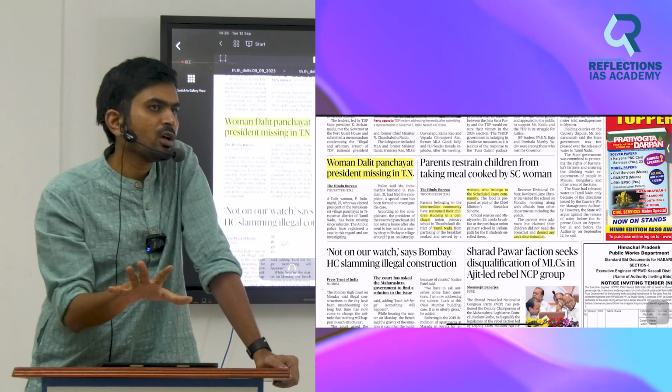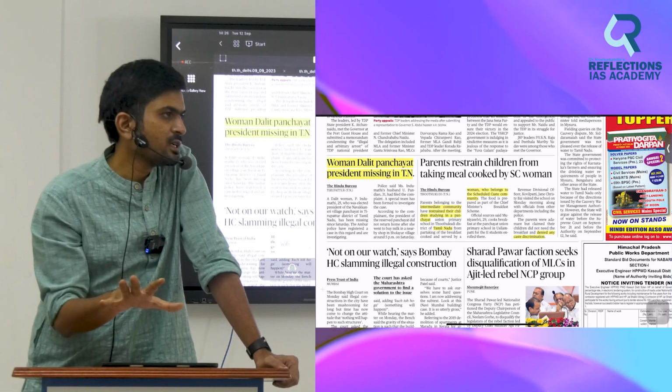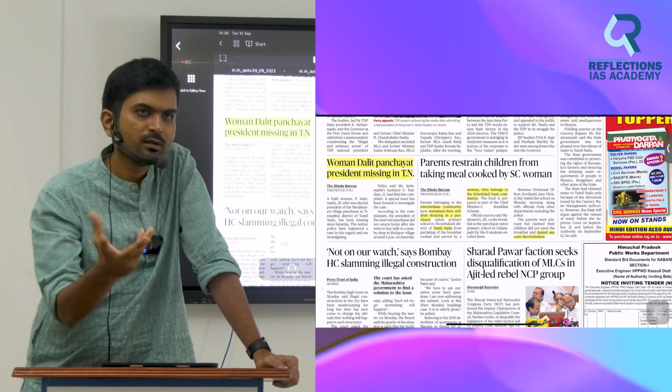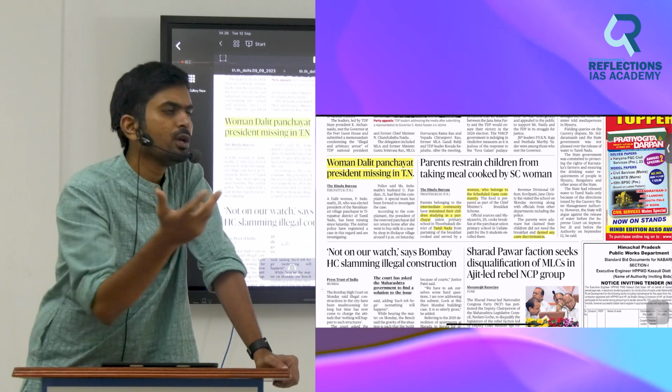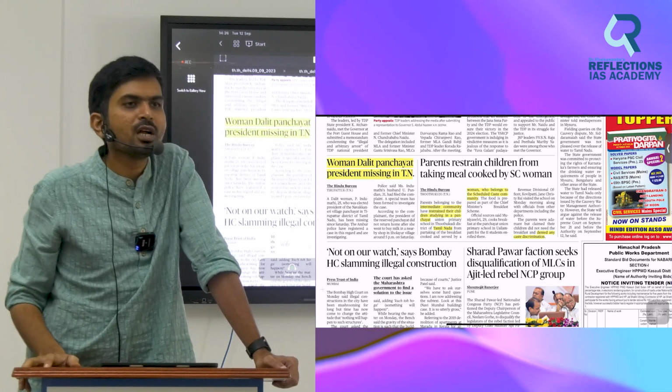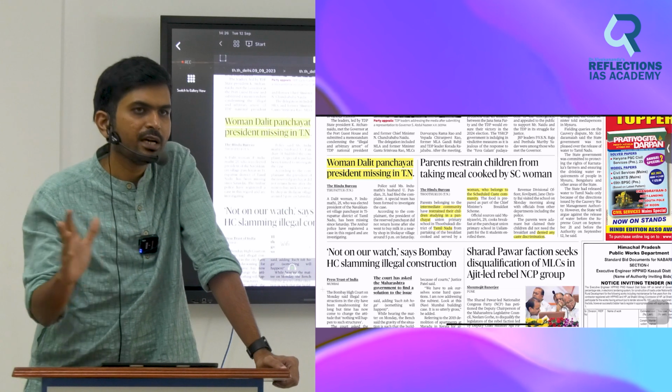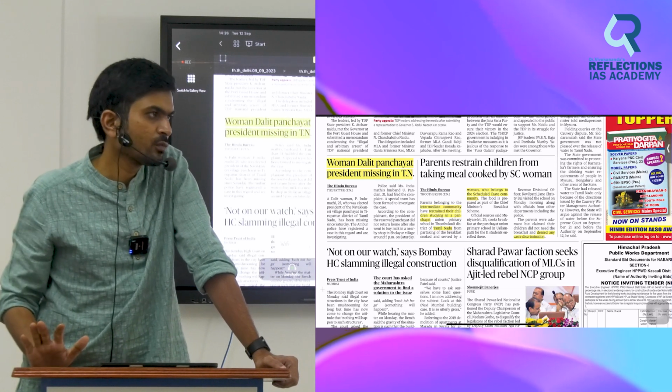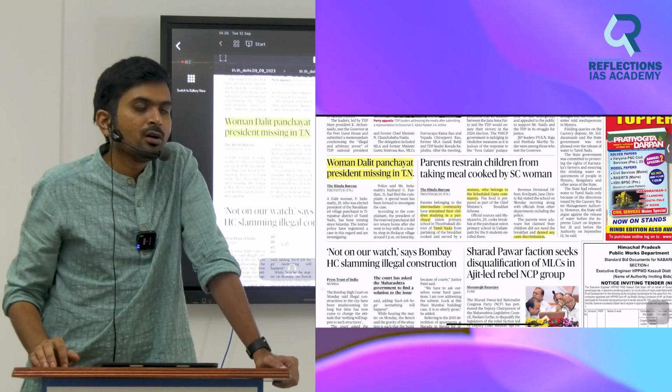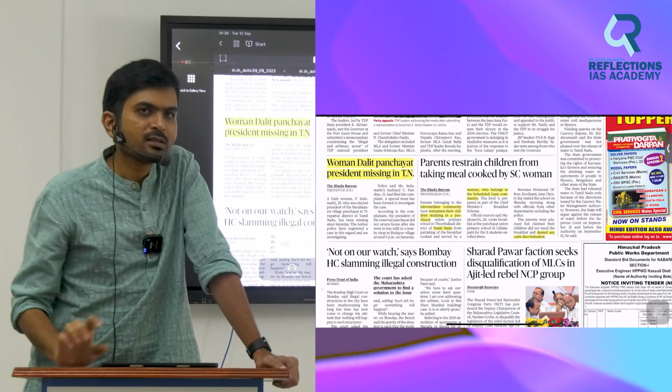But if the woman is following all the basic hygienic standards, and the school kitchen is well maintained, then you don't have any problem, because you should not discriminate against people on the basis of caste, creed, religion, gender, etc. Got my point? Yes. In Bihar, a similar incident happened.